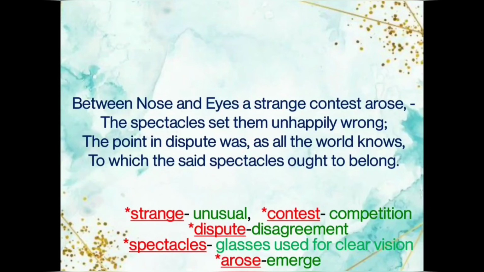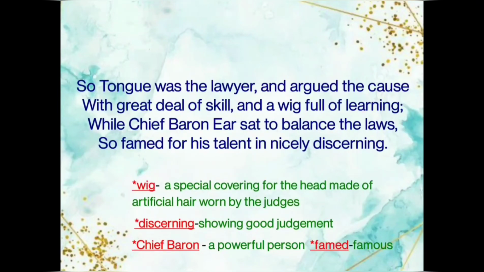Now let's move on to the second stanza. So Tongue was the lawyer and argued the cause with great deal of skill and a wig full of learning, while Chief Baron Ear sat to balance the laws, so famed for his talent in nicely discerning.